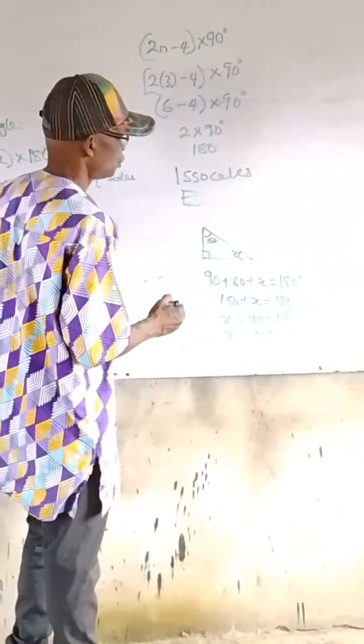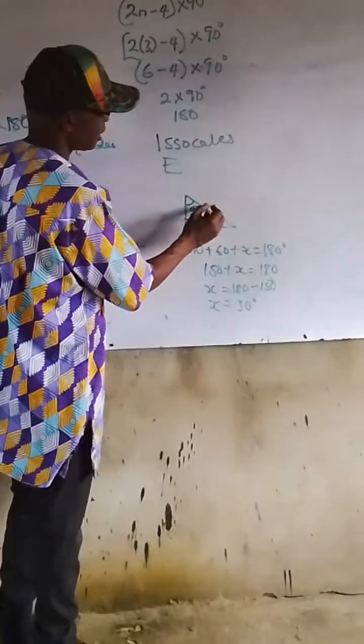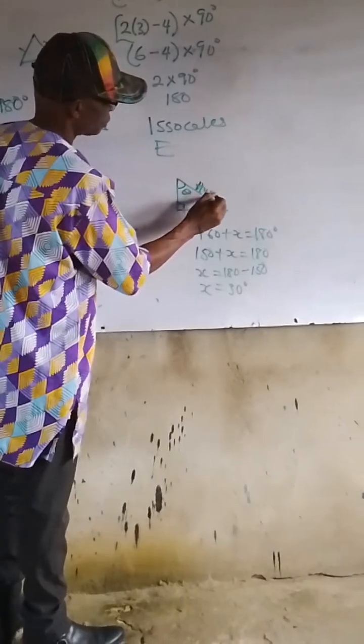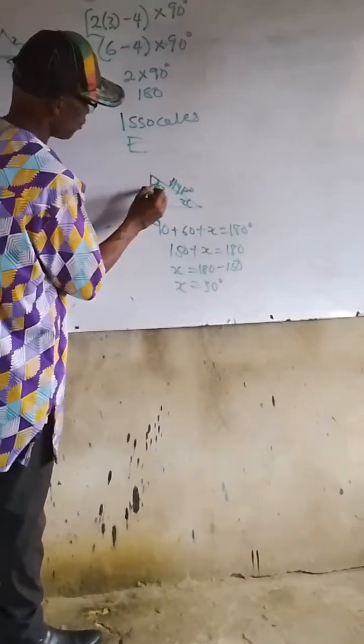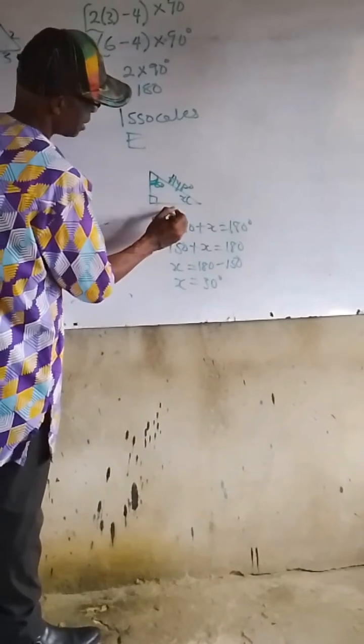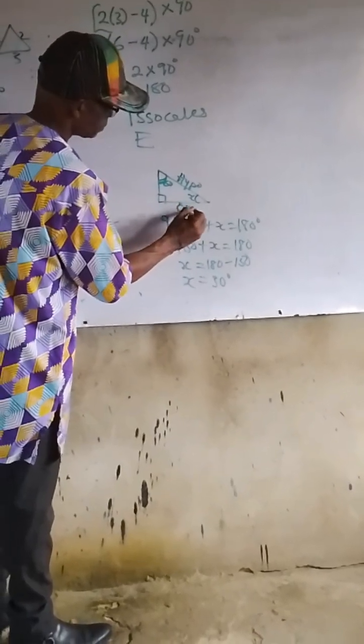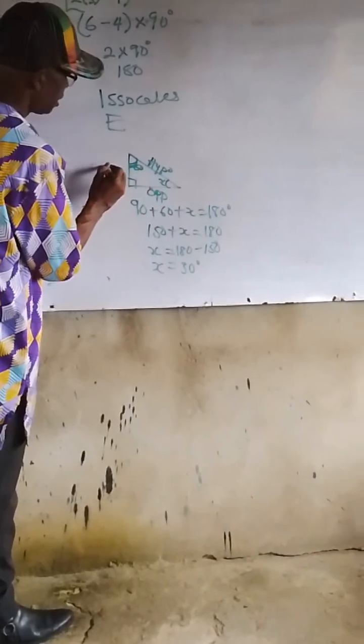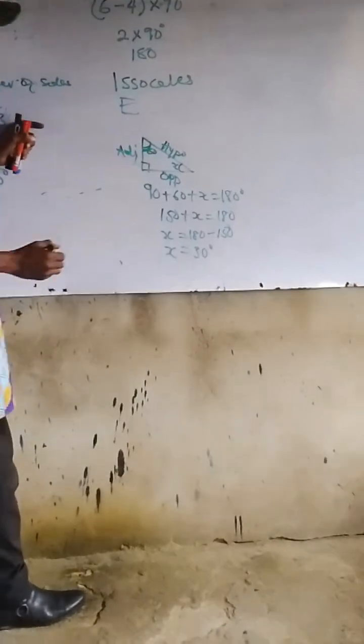Now this is what you need to bear in mind, because this place is the longest side, we call it hypotenuse. And let's assume we mark this place with a star, that is what we call opposite, while the remaining side here is called adjacent.